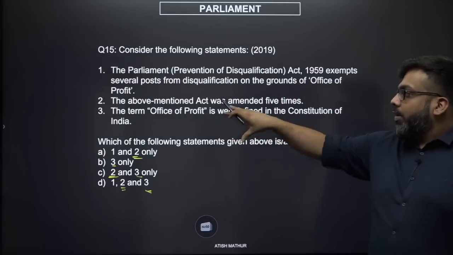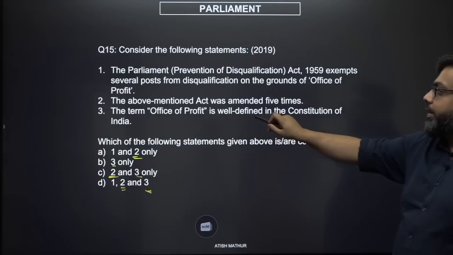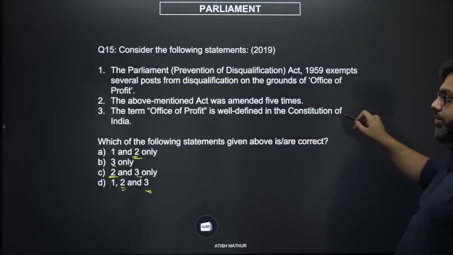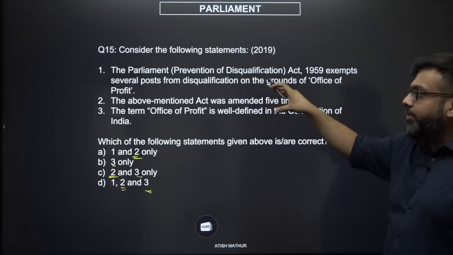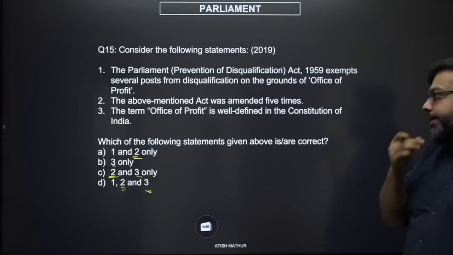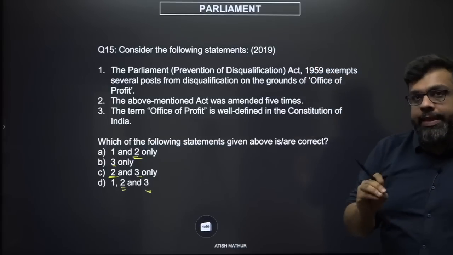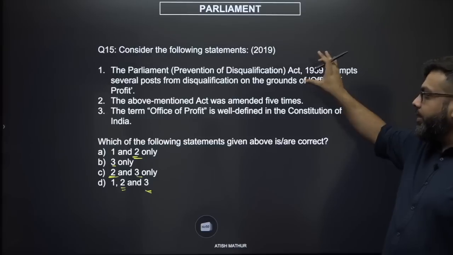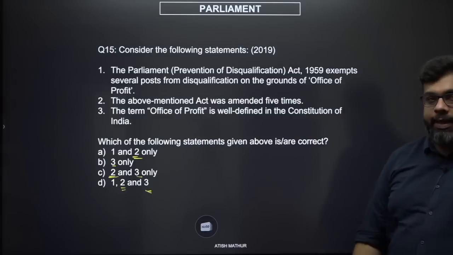If you think about it, the term office of profit is well defined in the Constitution of India. The Parliament Act, the Prevention of Disqualification Act, exempts certain posts, right? Now, to a very limited extent, statement number 1 and statement number 3 seem slightly contradictory, right?